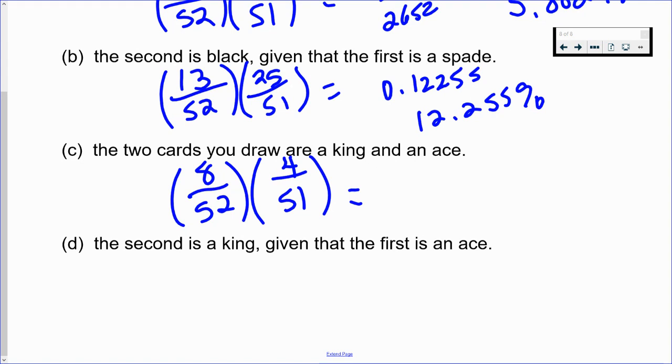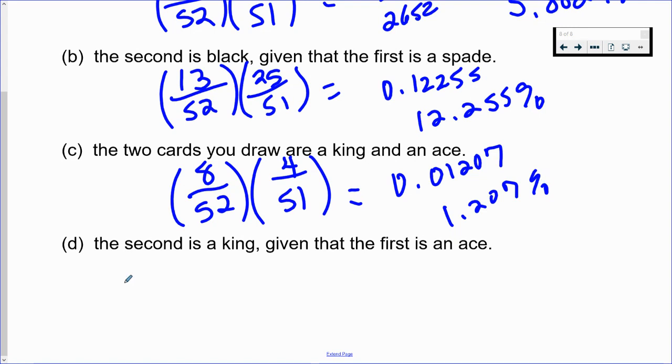So we want to multiply these. We want to multiply 8 over 52 times 4 over 51, which would give us, this is going to be a small decimal, 0.01207. So that's going to be 1.207%. So that's a really small percentage chance, right? It's not super likely that we're going to be drawing a king and an ace.